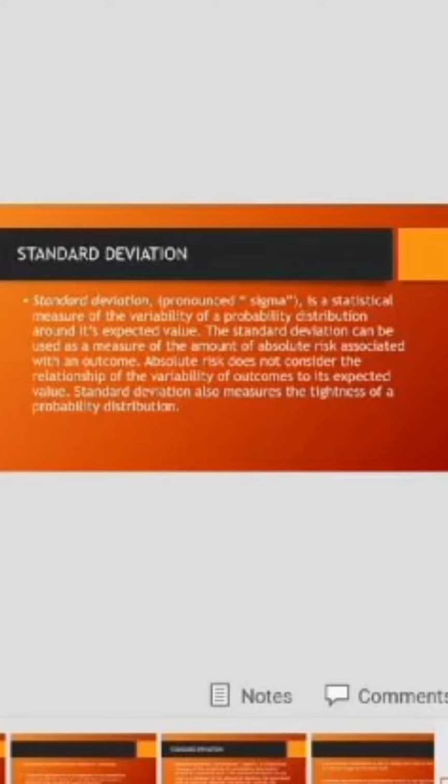Meaning, the standard deviation is a measure of the amount of variation or dispersion of a set of values. A low standard deviation indicates that the values tend to be close to the mean of the set, while a high standard deviation indicates that the values are spread out over a wider range.